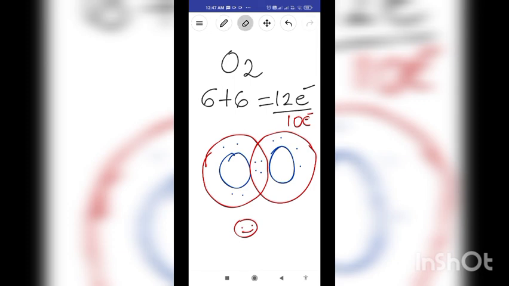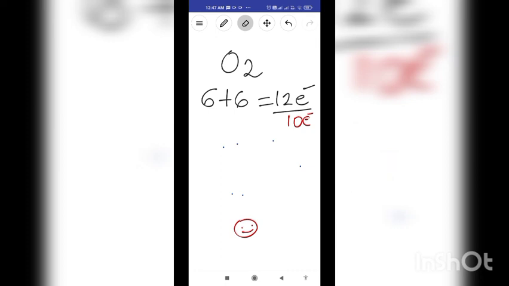So how can we represent these 4 electrons? We can represent these 4 electrons by another way. So there are 4 electrons. Each 2 electrons show a single bond. Similarly, we can show this as a double bond, O double bond O. The remaining electrons can be drawn like this. So this will be the structure of O2.